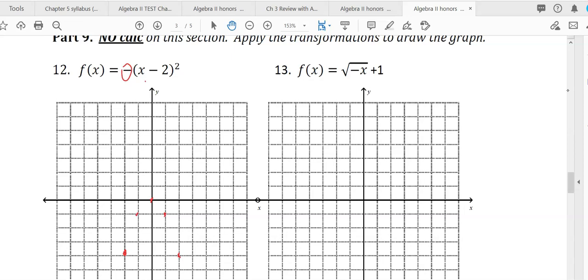This, of course, is going to make every point move 2 units to the right, because x minus h, x minus 2, so h is positive 2. The vertex is going to be at 2, comma 0. K is really 0 there if you want to think about it that way. So I'm going to move this vertex 2 units to the right. That's my new vertex right there.